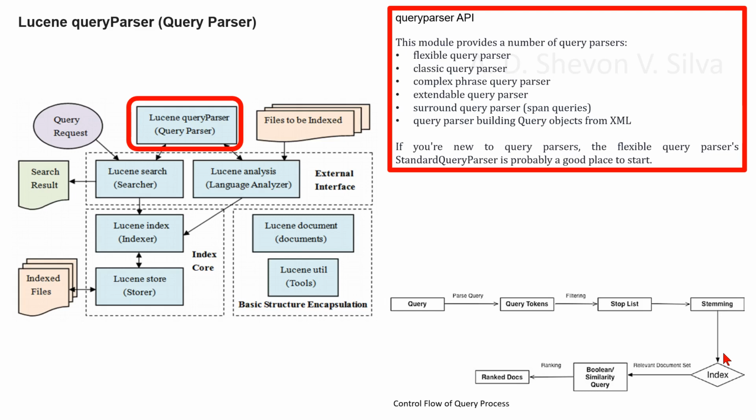So, a term-document incidence matrix. Here you can see queries connected to query tokens via parse query. Query tokens are connected to the stop list via filtering. The stop list is connected to stemming. Stemming is connected to the index, and the index is connected to retrieval. The index is connected to a Boolean or similarity query via retrieve relevant document set, and the Boolean or similarity query is connected to ranking docs via ranking.